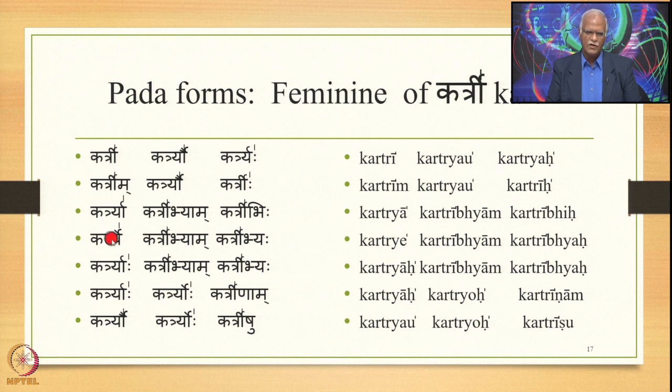Now in none of the other forms like kartriya, kartrye etc., do we see this udatta vowel being substituted by yan, and therefore the by default anudatta vowel getting converted into an udatta vowel. That is not happening over here. In all the forms of this we have the initial vowel being accented. This is for the sake of contrast.